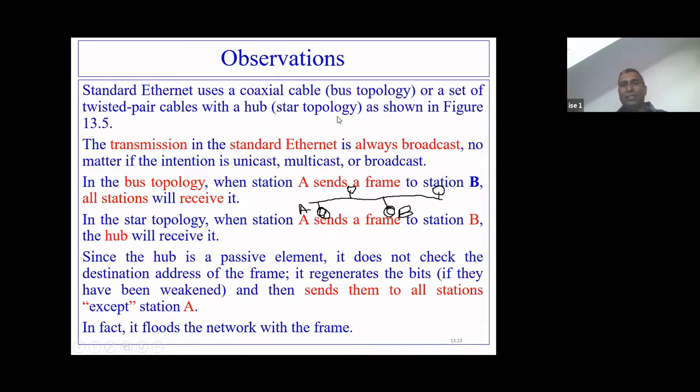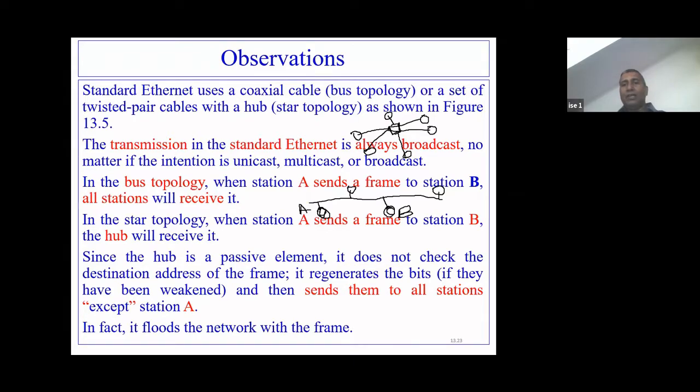Now, star topology is a different kind of arrangement. We have seen the star topology, where there will be a central hub to which the stations are connected in star fashion. So I can show it like this. This is the central hub that is there.